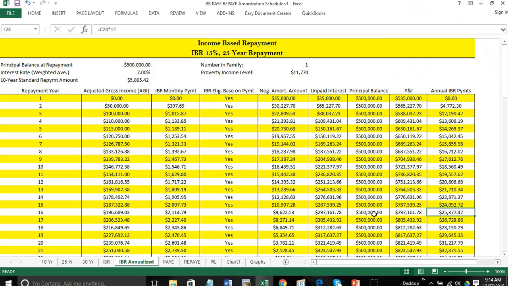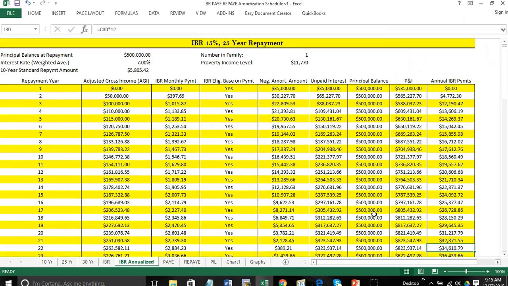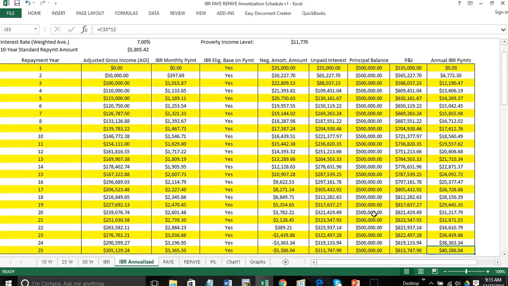In that particular year, you would have paid a total of about $25,000 in student loan payments based on IDR. So you get a sense of what's happening here. As your income grows, then your payments increase. I'm assuming from this point forward a 5% annual increase in your income, resulting in a year 25 AGI of $305,000. Your monthly IDR payment would be about $3,400 per month.